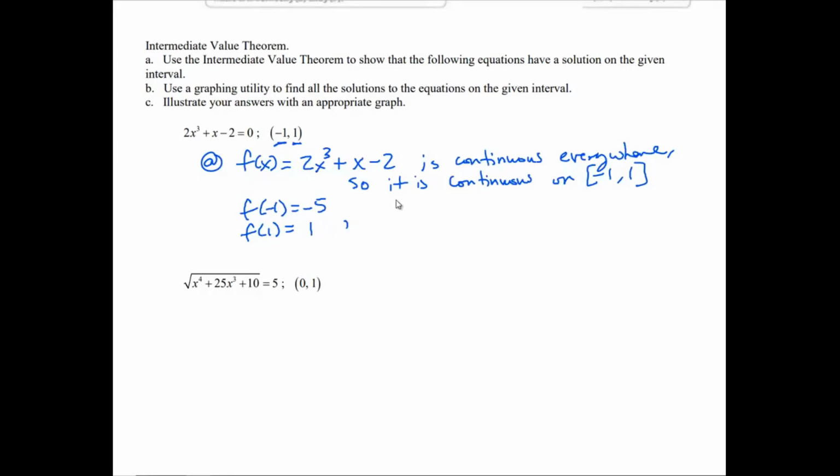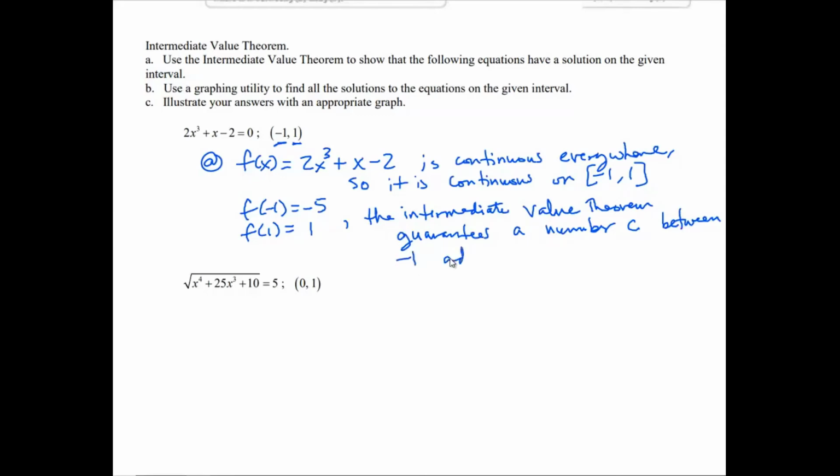Alright, so the intermediate value theorem guarantees a number c between -1 and 1, where f of c is equal to 0. Okay. One of the y values is negative, one of the y values is positive, so there has to be a f of c equals 0 between the two. Okay. Which would be where the solution to the equation is at.